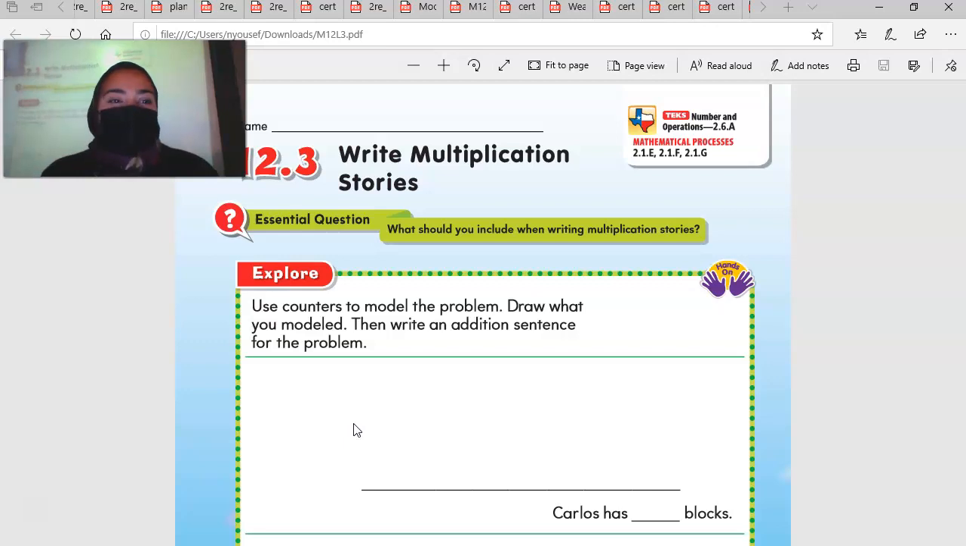Before we even start the lesson, I want us to review skip counting or multiplying. Remember, they're the same thing. Okay, so let's skip count or multiply by twos all the way until 20. Are you ready? Yes. Let's go. 2, 4, 6, 8, 10, 12, 14, 16, 18, 20.